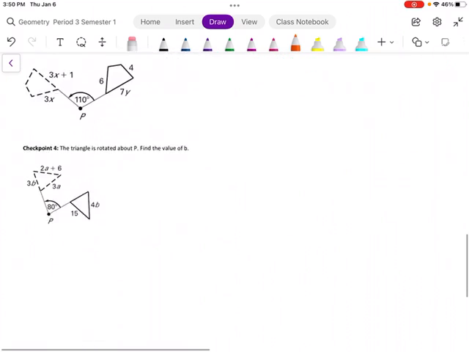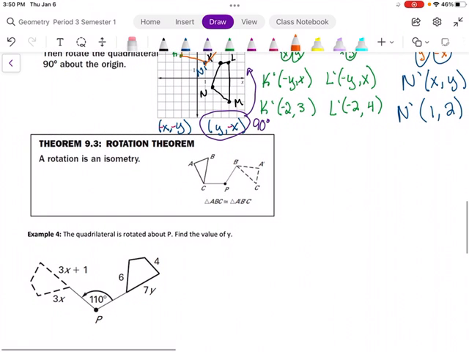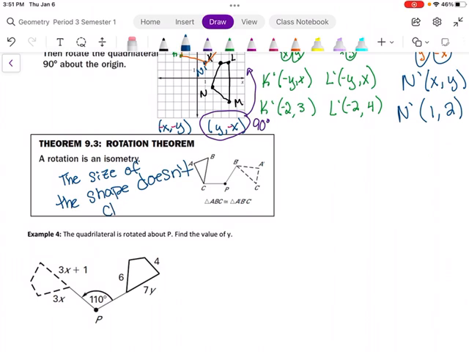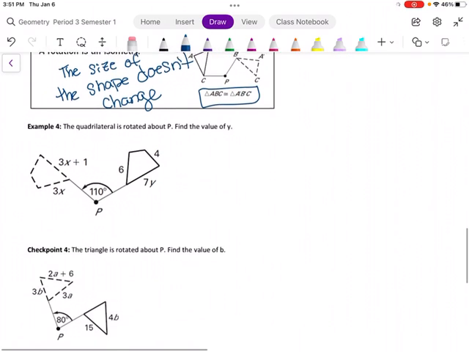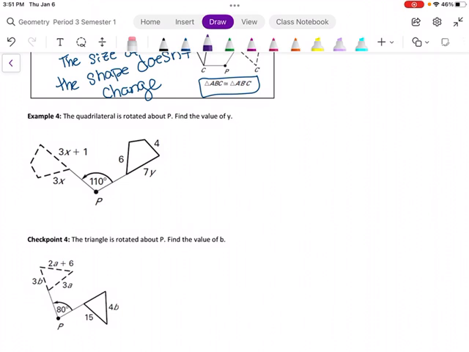All right, we just have a couple more things to go over. The next one is a rotation theorem, and this one is a rotation is an isometry, which basically just means the size of the shape does not change. And that means that the shapes are congruent to each other. So knowing that, we can solve different problems.